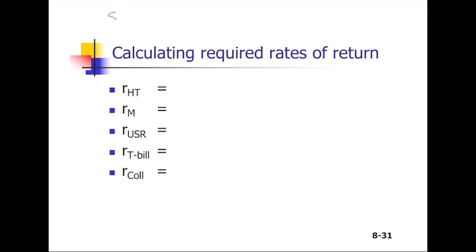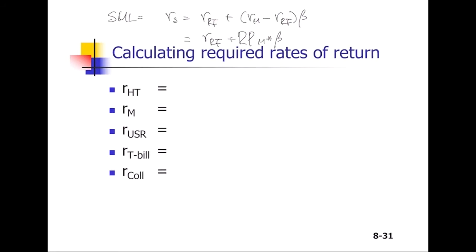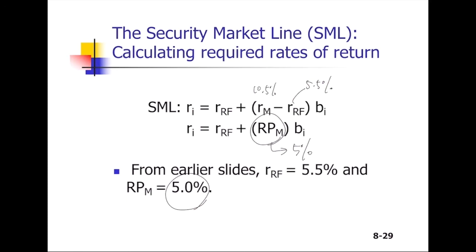The security market line, RS, required rate of return, can be calculated by RRF plus RM minus RRF multiply the beta, right? And it can be rewritten as this: market risk premium multiply beta, right? So high-tech company case, what is RRF? Yeah, we already calculated here, right? 5.5%. It is about the risk-free asset, the TB rate.